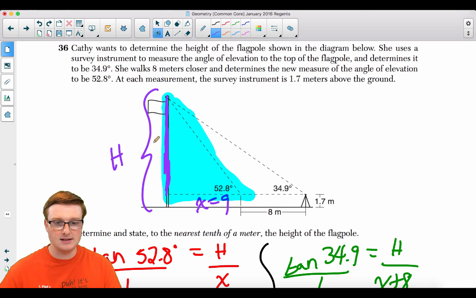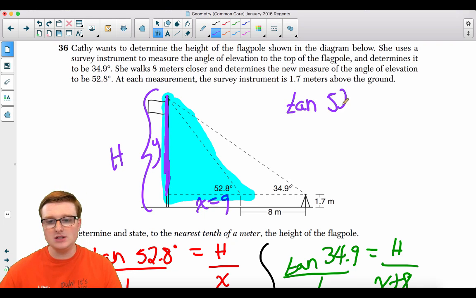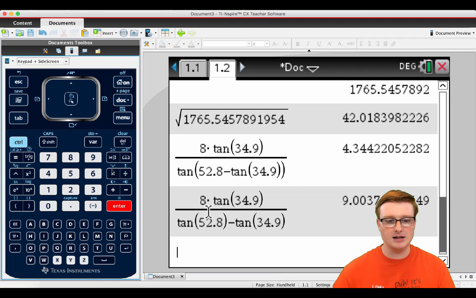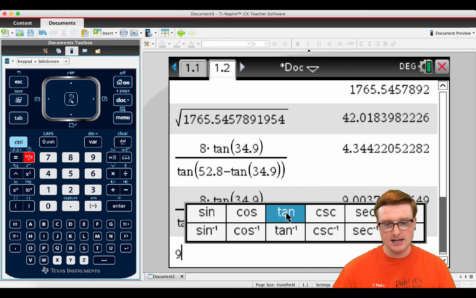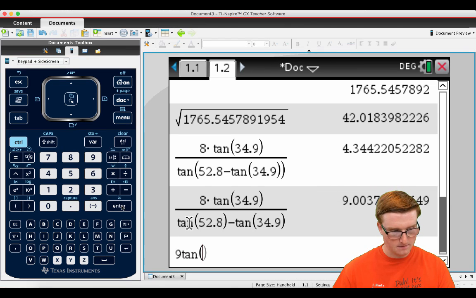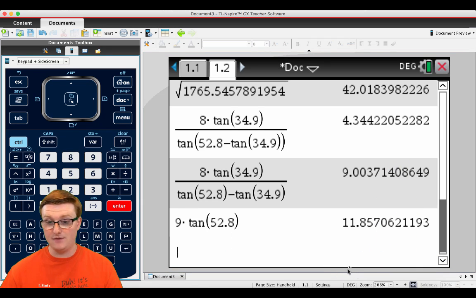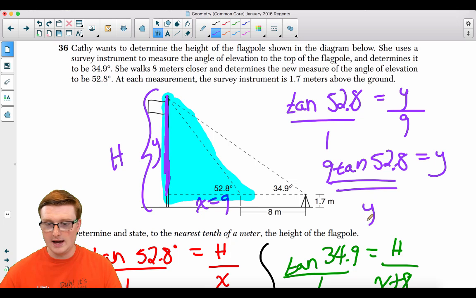I'm going to call that y. So we have the tangent of 52.8 is equal to the opposite, which is y, over the adjacent, which is now 9. Cross multiply. You get 9 tangent of 52.8 is equal to y. And now when you type this into your calculator, you get 9 tangent of 52.8, which is 11.875. So y is equal to 11.875.